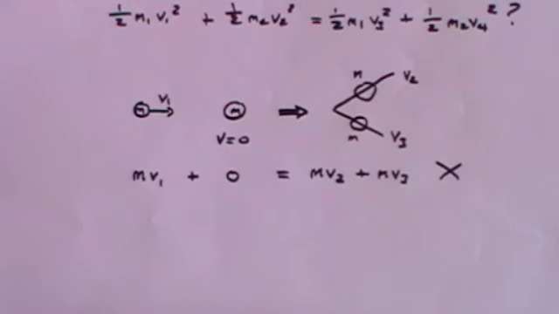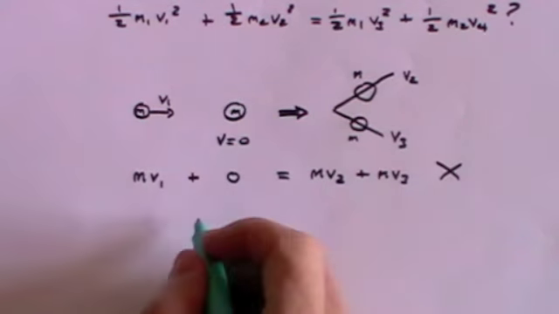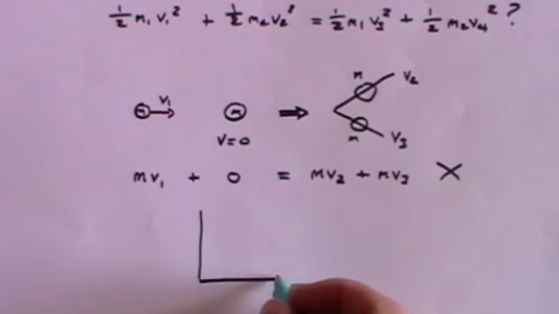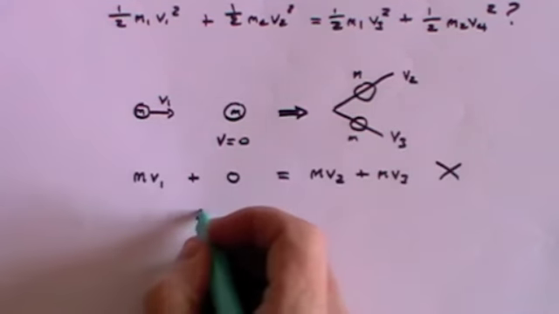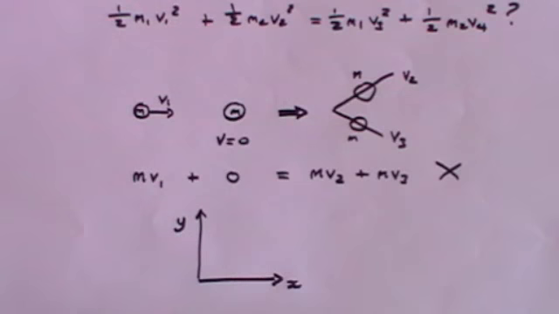That is not the way you do it. And the reason is that momentum is a vector, and therefore you have to recognise that momentum is conserved in the dimensions in which it operates. In this case, we're talking about two dimensions. We're talking about an x dimension and a y dimension. And what we say is that momentum is conserved in the x direction and momentum is conserved in the y direction.